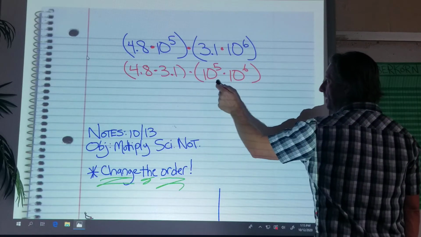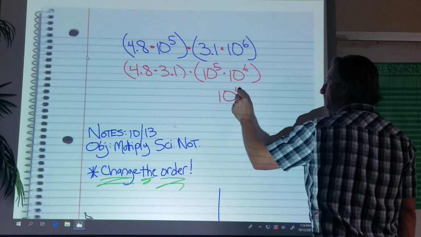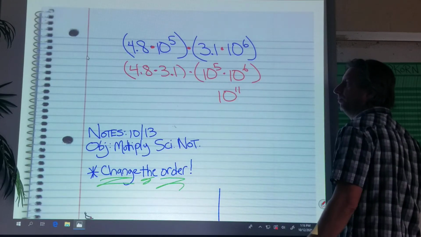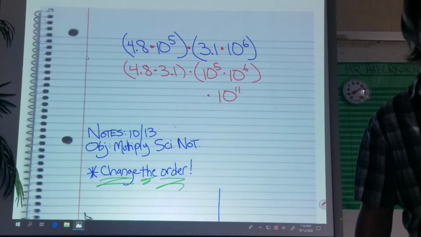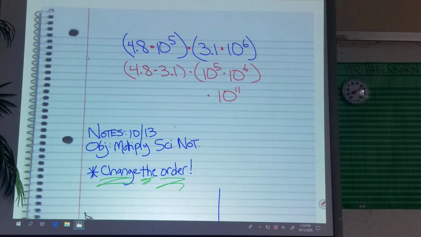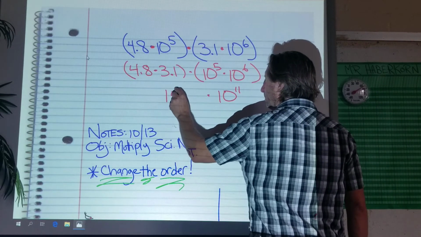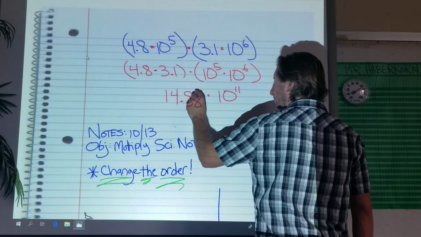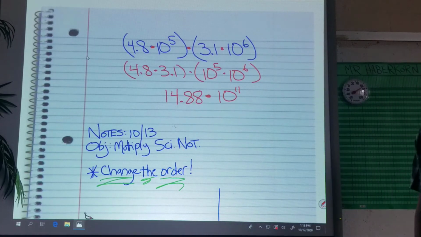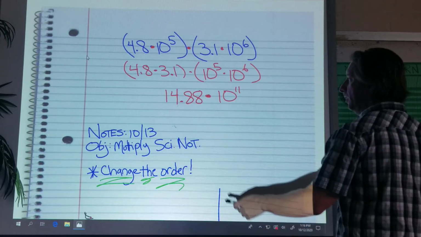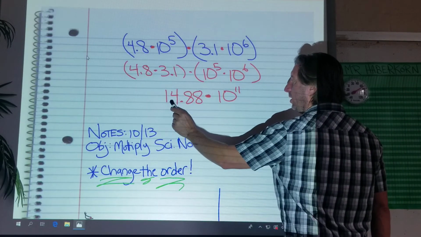Now we know this is easy, right? 10 to the 11th. For multiplying, we just add the exponents. And then 4.8 times 3.1. I get 14.88. Now this is not my answer, because this is not in scientific notation. So, because I have two numbers in front of the point, I want the point here, right?